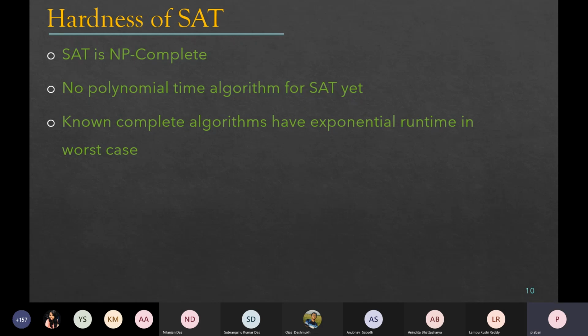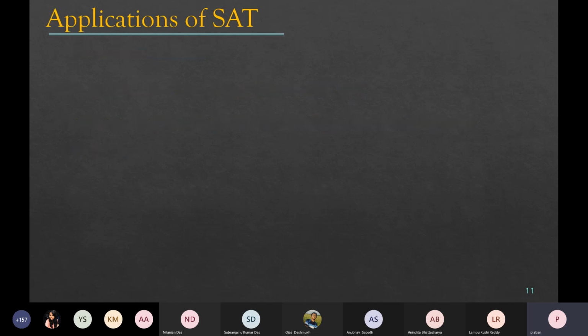Now, SAT is a hard problem to solve. SAT belongs to the NP-complete category in problem class. The consequence is that there is no known polynomial time algorithm for SAT, and whatever known complete algorithms we can think of, their runtime is exponential in the worst case. But again, we should be a bit optimistic to find some tricks to solve the problem in a faster manner. And that is what we will be talking about in this particular module.